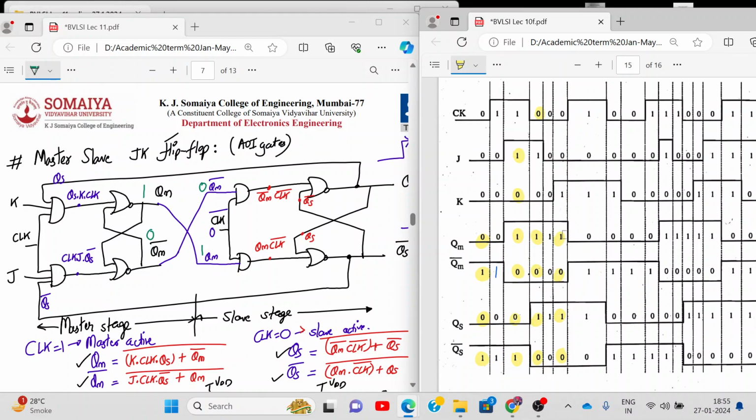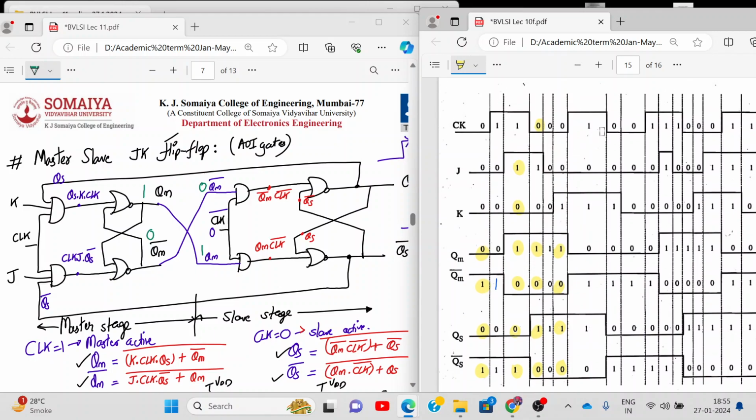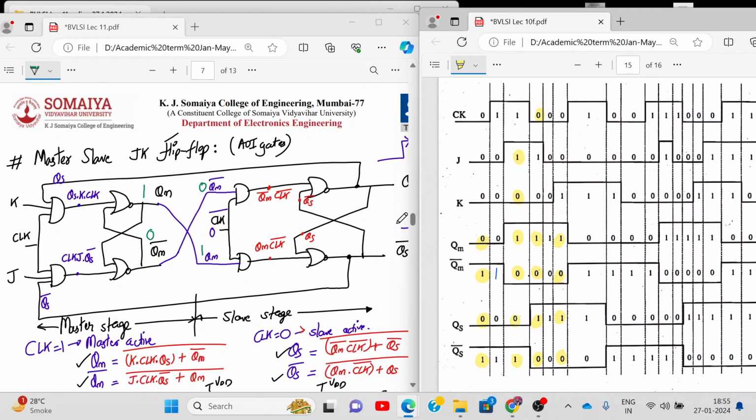See, slave state will not change until master is active again. एक बार सेट हो गया तो वो सेट ही होगा, रीसेट हो गया तो रीसेट ही होगा until clock becomes 1 again. बराबर? हाँ sir. हाँ. So slave output depends upon the master. Master active होगा, it will change the input, then only it will reflect in the slave.